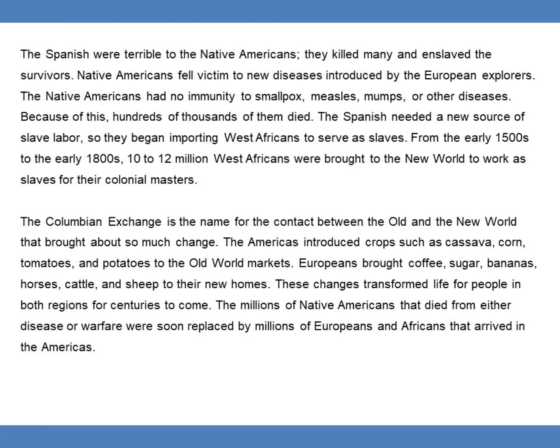The Columbian Exchange is the name for the contact between the Old and the New World that brought about so much change. The Americans introduced crops such as cassava, corn, tomatoes, and potatoes to the Old World markets. Europeans brought coffee, sugar, bananas, horses, cattle, and sheep to their new homes. These changes transformed life for people in both regions for centuries to come. The millions of Native Americans that died from either disease or warfare were soon replaced by millions of Europeans and Africans that arrived in the Americas.